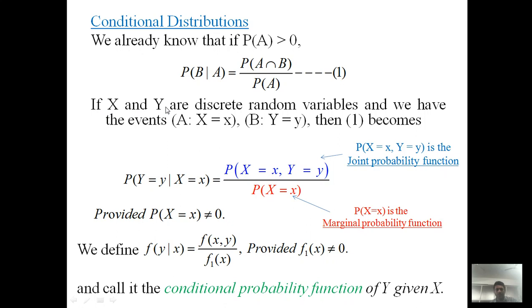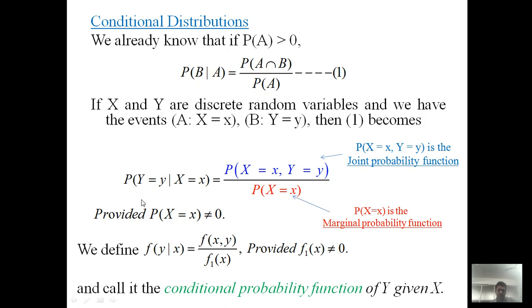So if capital X and capital Y are discrete random variables, and say we assign events, say capital A represents random variable X, capital B represents random variable Y, then this equation 1 is transformed to the probability of B, that is random variable Y, so capital Y is equal to y, given capital A, so capital X is equal to x, is equal to the probability of A intersection B, replaced by probability of X equal to x, Y equal to y, upon probability of A, but A shows the event capital X, so it is replaced by probability of X is equal to x.